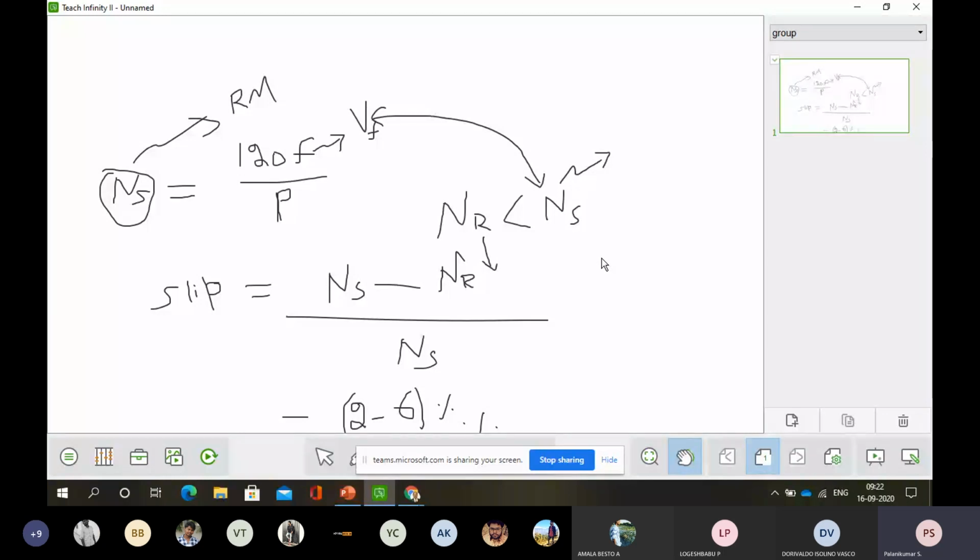The same way, without changing the supply voltage, if you change the frequency of the supply, we can change the speed. How? This is the concept: Ns equals 120 f by p, where Ns is the synchronous speed. So the rotating magnetic field will be rotating at that speed. If I increase the frequency of the supply, the speed will increase. The same way, if I decrease the frequency, I can change the speed.